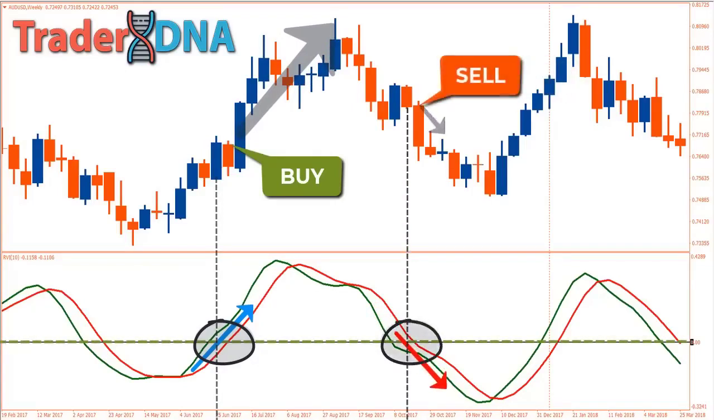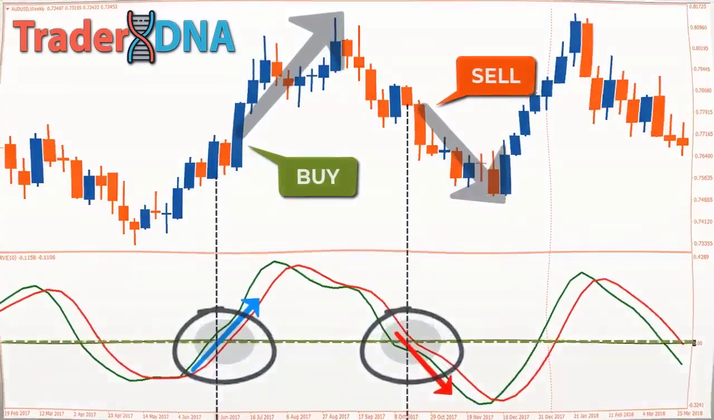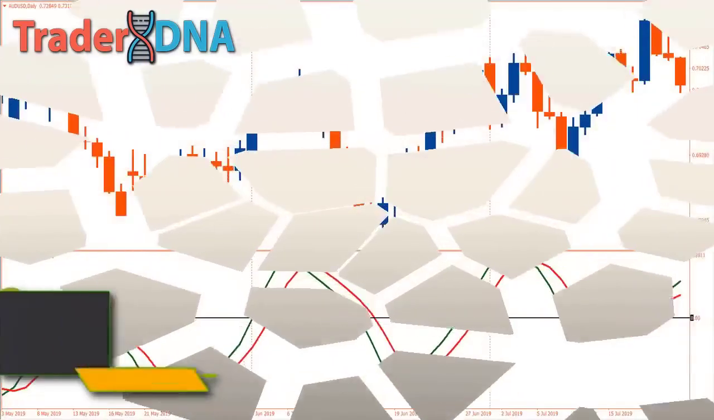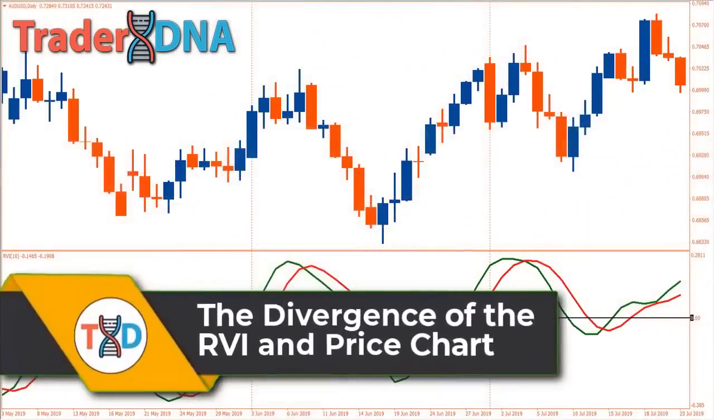But keep in mind, this signal alone might not be super reliable. It's best to use it together with other tools, like technical analysis signals, price action patterns, or additional indicators. Third, the divergence of the RVI and price chart.